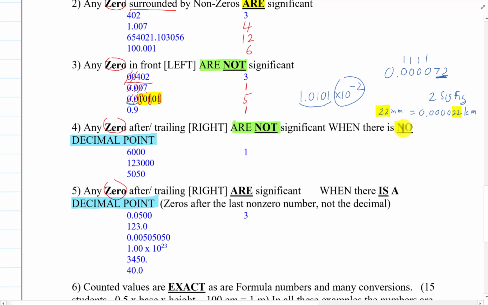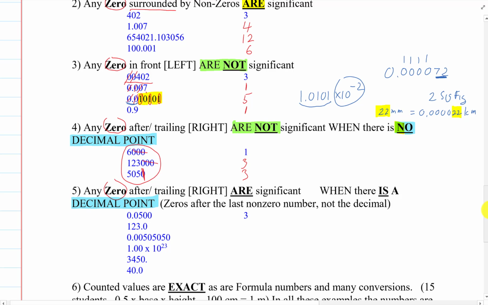So no decimal point. When there is no decimal point, they are not significant. Okay, so if there's no decimal point in the number, anything to the right is not significant. So those are not significant. That one is not significant. So that's why there's only 1 sig fig, there's 3 sig figs, and this will have 3 sig figs.